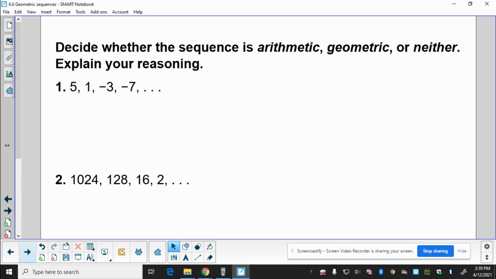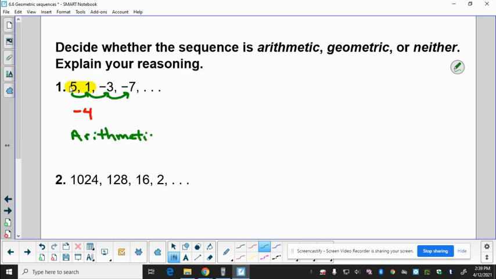All right, so I'm going to look at the first two numbers. And what I'm going to do is I'm going to subtract them. 1 minus 5. That would be -4. So the question is, do these numbers go down by subtracting 4 every time? 5 minus 4 is 1. 1 minus 4 is -3. Yes. This is arithmetic. It is. Let's go down to number 2.